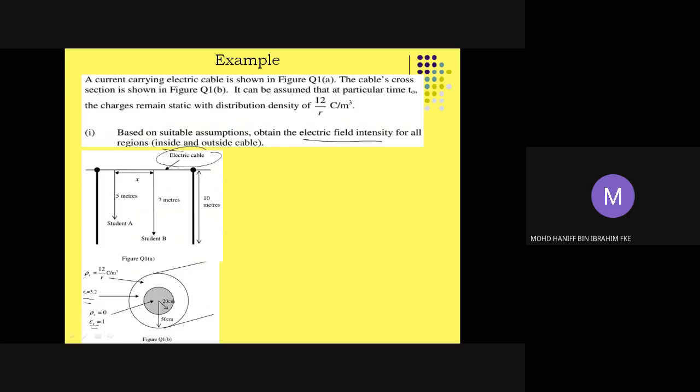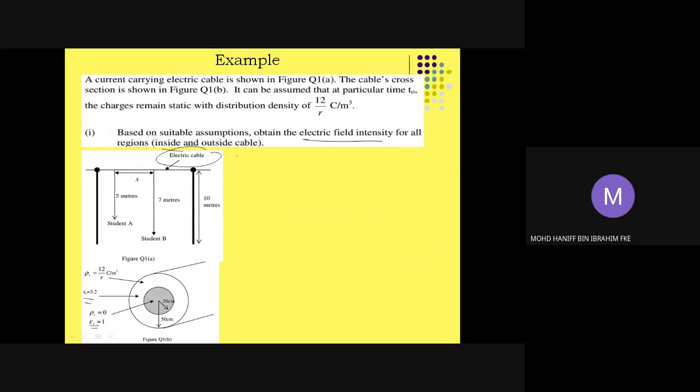We need to use Gauss's law to find the electric field intensity in this problem, because we are not given any conditions on the length of this cable. So we assume that the length is infinite, very, very long, and we can straight away use Gauss's law to find the electric field intensity. Based on these conductors, we have three regions to be considered.